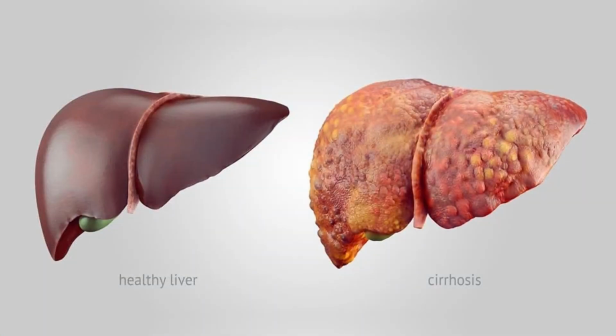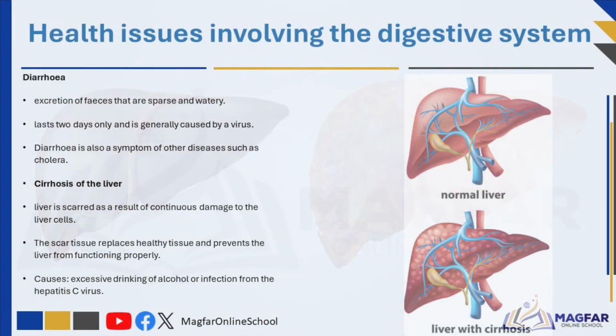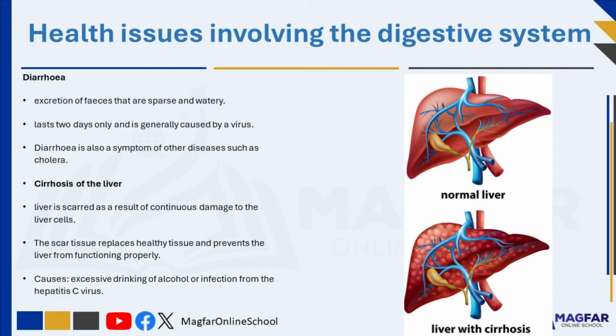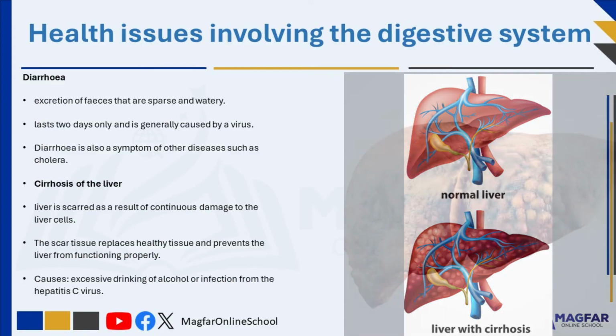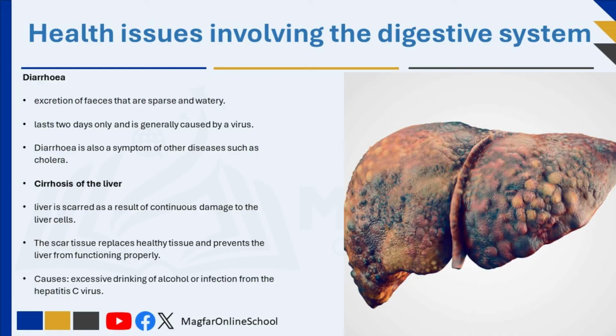Cirrhosis of the liver is a disease in which the liver becomes scarred due to continuous damage to liver cells. The scar tissue replaces healthy liver tissue, preventing the liver from functioning properly. The most common causes of cirrhosis include excessive alcohol consumption and infection with the hepatitis C virus. Since the liver plays a vital role in detoxifying the body and producing important digestive enzymes, cirrhosis can lead to serious health complications, including liver failure.